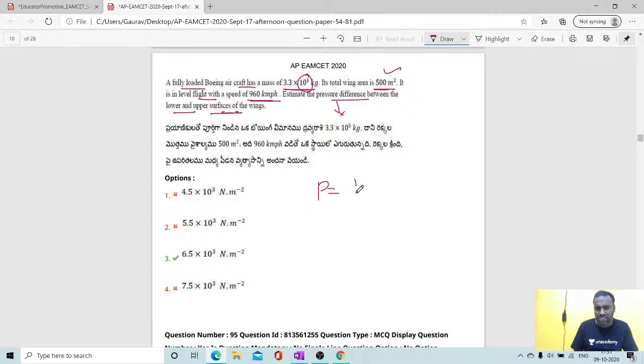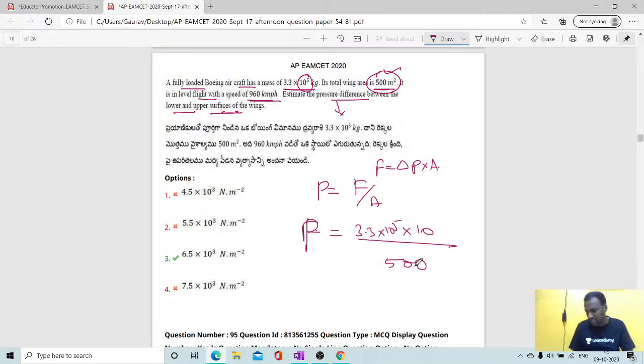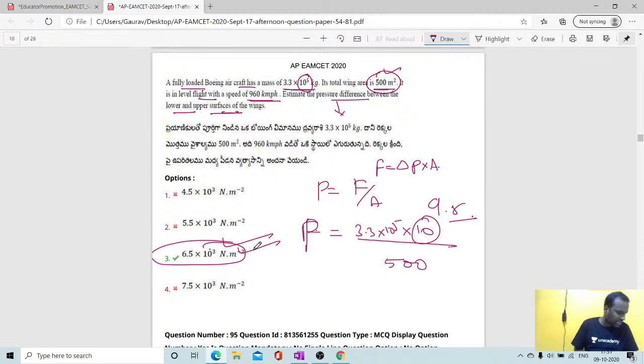You know that pressure is equal to force upon area. Then force is equal to change in pressure into area, we can say. So the pressure is equal to force, which is how much, students? 3.3 into 10 to the power of 5 into 10, divided by the area, which is given, students, 500 meters square. If you simplify, you'll get the answer approximately this. If you take the g value as exactly 9.8, then we'll get 6.5 into 10 to the power of 3.